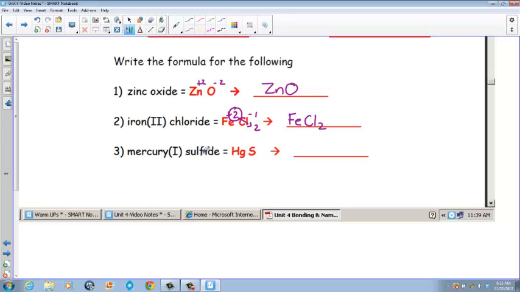Here's mercury(I) sulfide. Okay, so mercury is going to have a +1 charge, because that is what this tells us here, the charge on the metal ion, or the transition metal. Okay, and then sulfide would just be sulfur, and sulfur has a -2 charge. So then we have to crisscross this. The 2 comes down here. This 1 would come down on the sulfur, and we would write Hg2S.